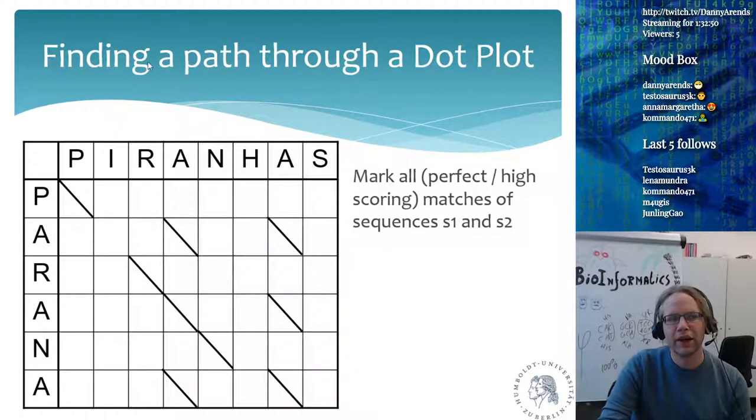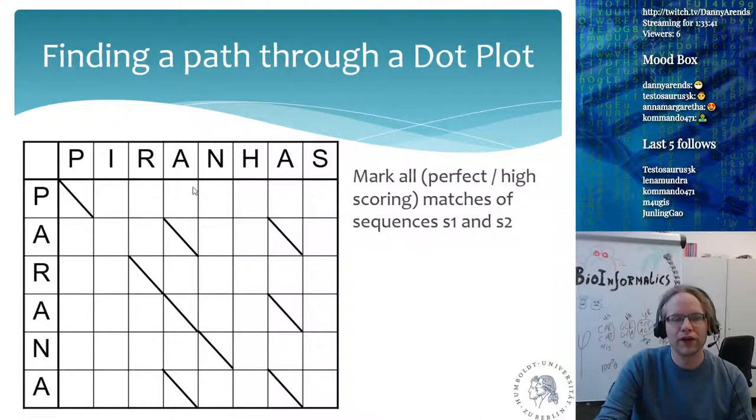So how do you find a path through the dot plot? Here we have the word piranhas and the word parana. The first thing that we do is mark all perfect or high scoring matches of sequence S1 and S2. So the P matches the P, the A matches the A, and the other A matches the A. Of course, when you're doing this for proteins or for DNA, you would score them based on transversions. Here we are creating a matrix just filled with zeros and ones, because we're looking at normal letters and there's no biological background. But if you would use a BLOSUM matrix, then a P to a P is a score of 15, a P to an I is a score of -2, a P to an R is a score of -6. So you would just use the entries of the BLOSUM matrix.